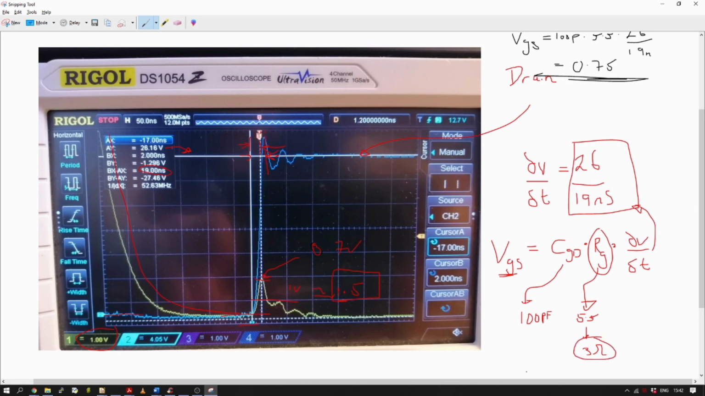So what I might do is probably drop this down to 3 ohms, and then maybe make a video on this later showing the differences.